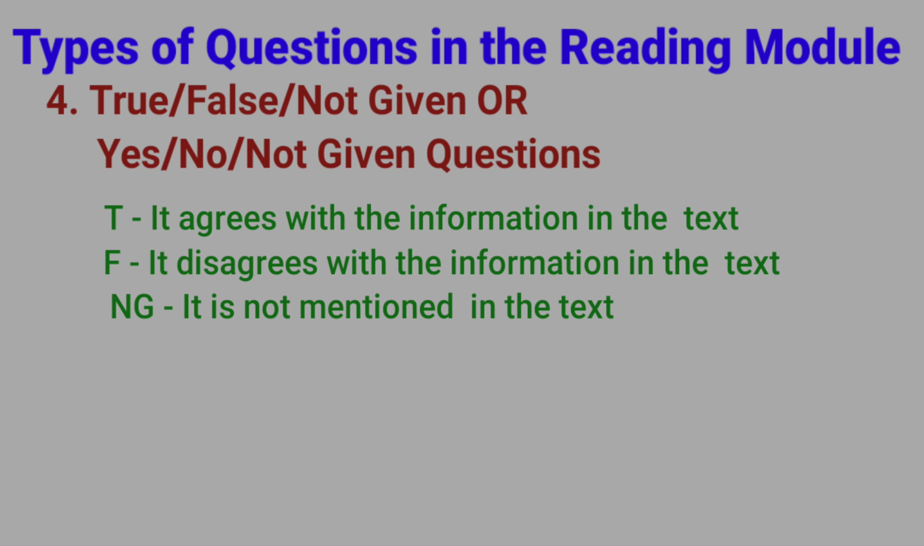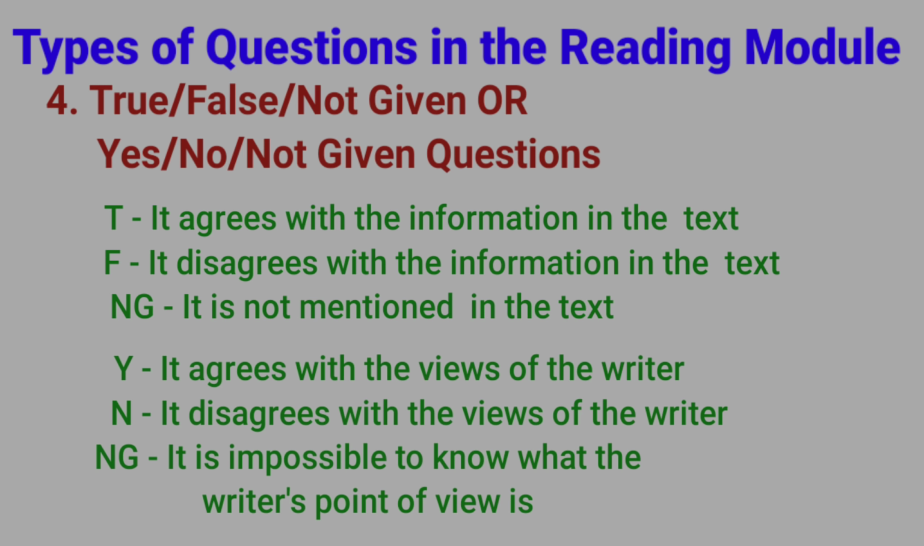False means it disagrees with or contradicts it. Not given means it is not mentioned in the text. Likewise, yes means it agrees with the views of the writer. No means it disagrees with or contradicts what the writer thinks. Not given means it is impossible to know what the writer's point of view is.